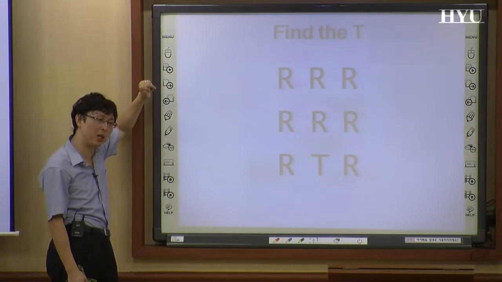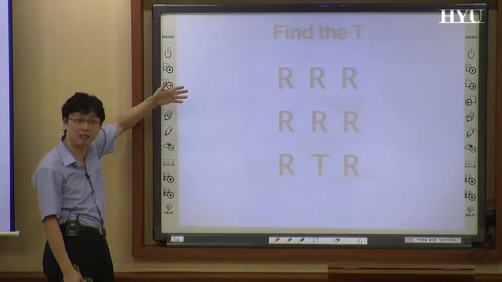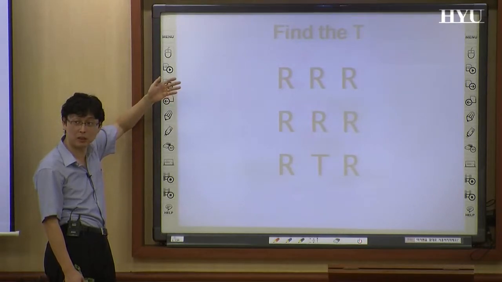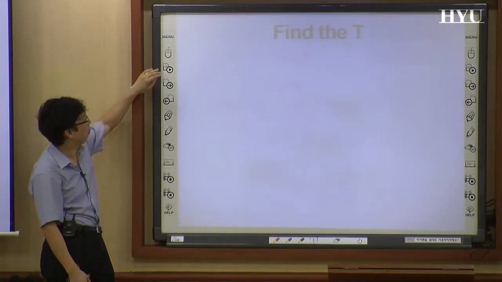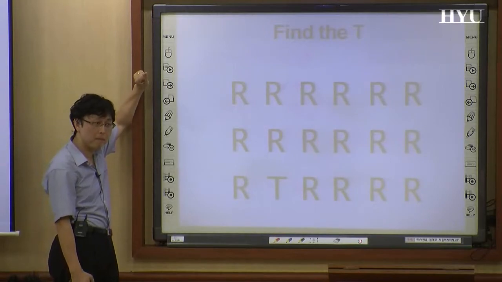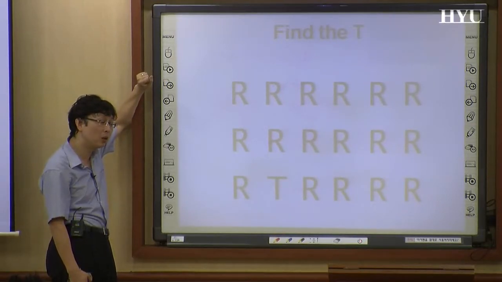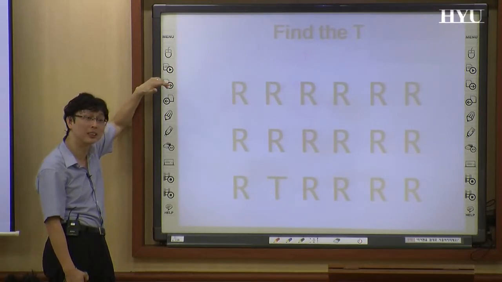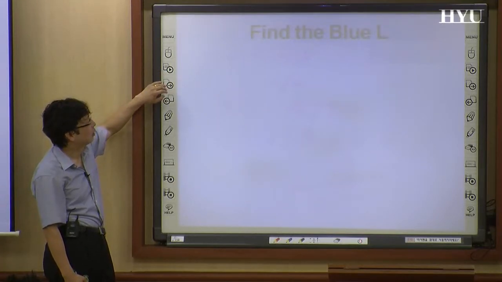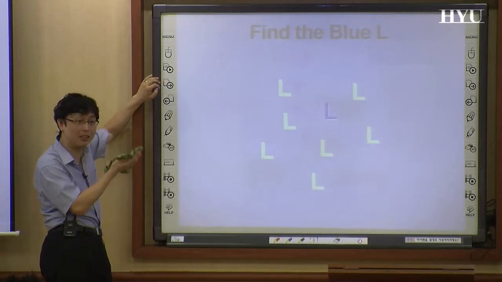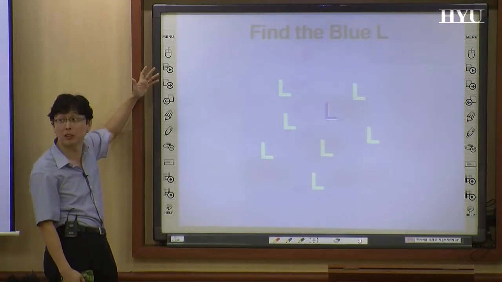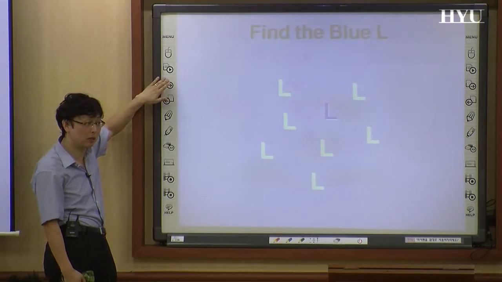So I will double the information. We have only 9 items in here, right? I will make it 18. So do you feel this one is still easy or more difficult compared to this one? What do you think? More difficult or just the same as the previous slide? Similar? Okay. Now I have to find the blue L. We have only 8 items in here. Okay, not much difficult, as I said. I will double the information.